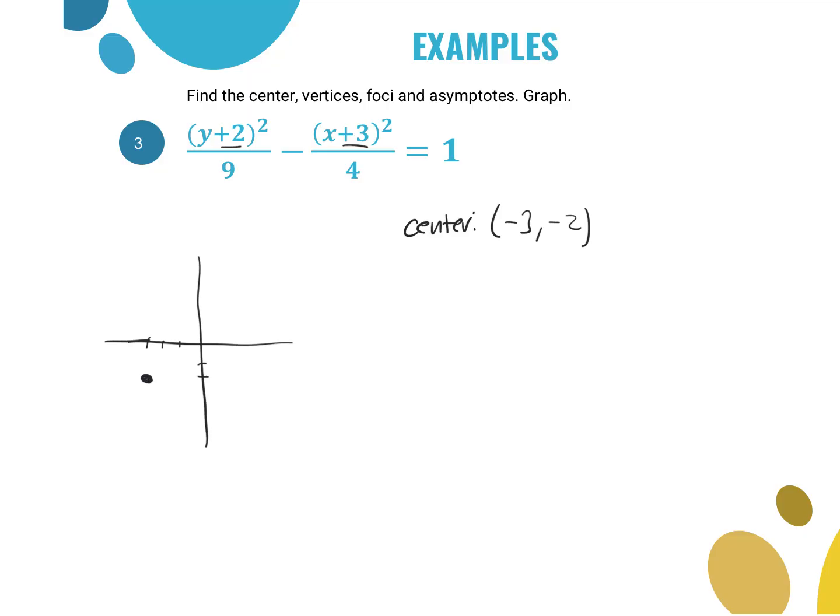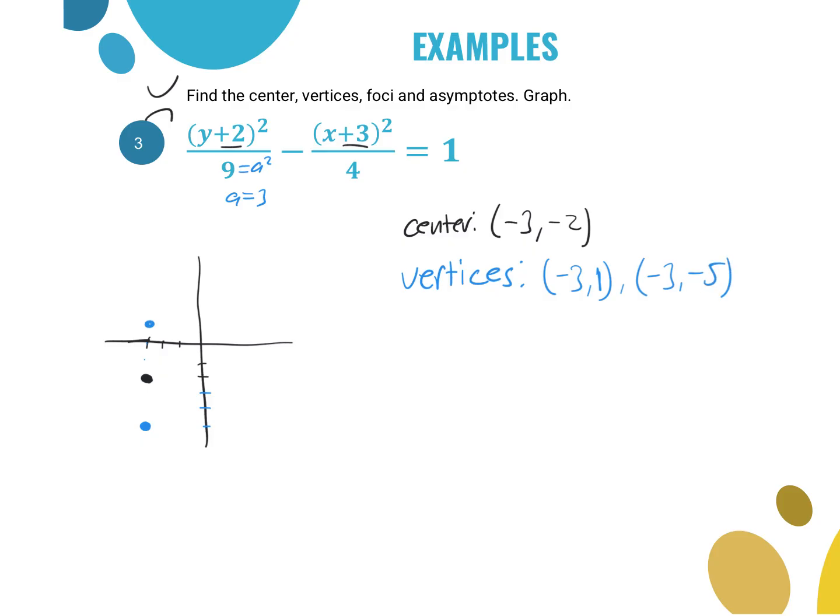And then because I know the y squared is first, it's going to be an up-down hyperbola. And that would mean 9 is a squared, and that would make a 3. So that means I'm going to have to go 1, 2, 3 units up, and 1, 2, 3 units down. So it's going to be something like that. Up 3 units, down 3 units, right? So then we have vertices at -3, 1. It looks like that top one is. And then the other one is at -3, -5.